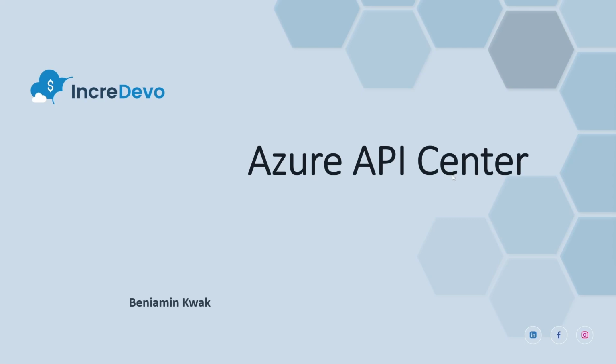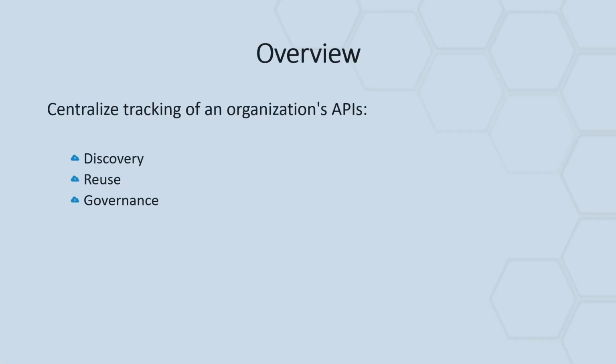Let's do the overview. What is the API Center for? Mainly it's to centralize the tracking of an organization's APIs so we can have all APIs in the same place. For example, we have 10 API managements, different environments, organizations, etc. So we can just make one API Center for discovery, reuse and governance.